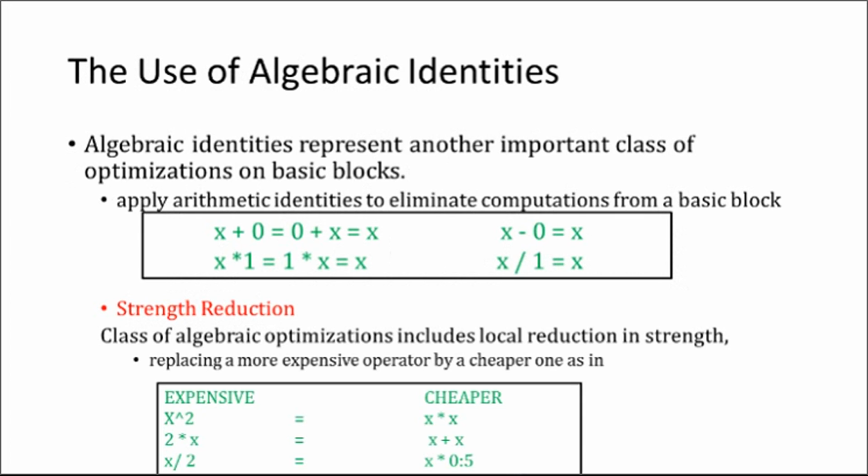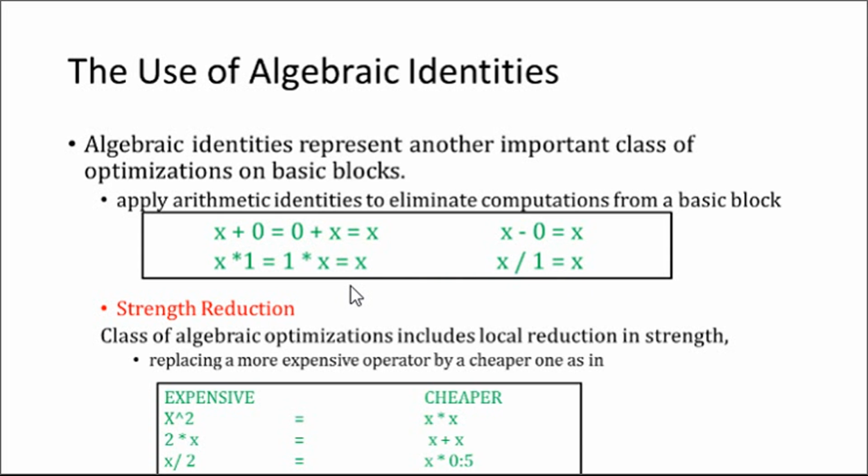Also we can use the algebraic identities. If you have observed, we are writing x plus 0. The meaning of x plus 0 is the value of x itself, or we are writing 0 plus x. So here we are applying some arithmetic identities so we can eliminate the computation. We are removing such expressions, and that value will be written as it is. Like this, x multiplied by 1 or 1 multiplied by x will be replaced by x as it is. X divided by 1 means that number itself, or x minus 0, that number itself.